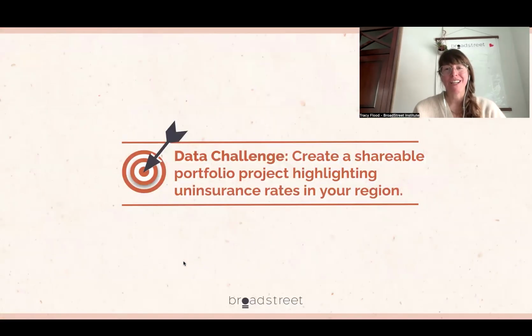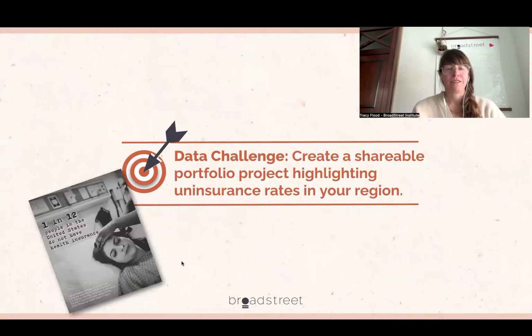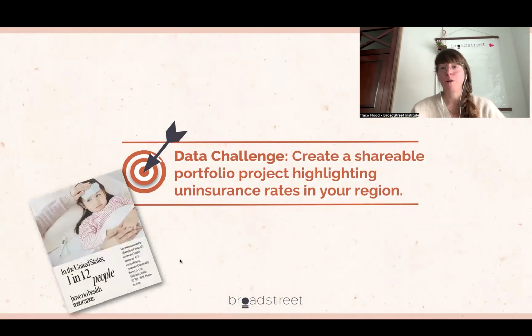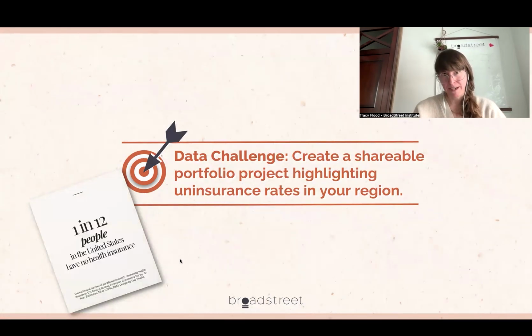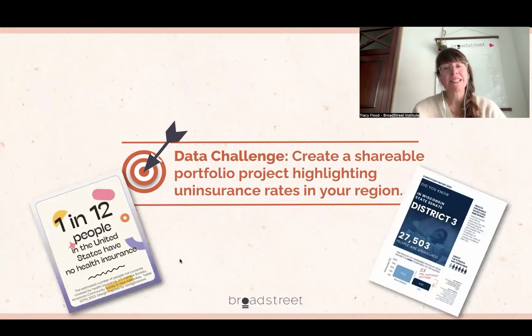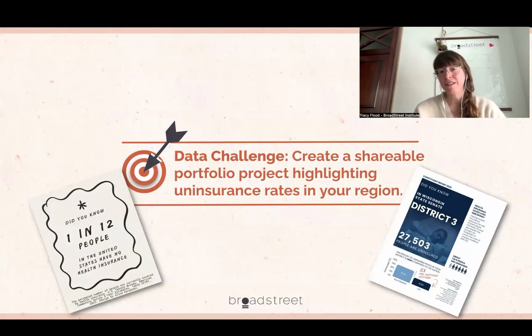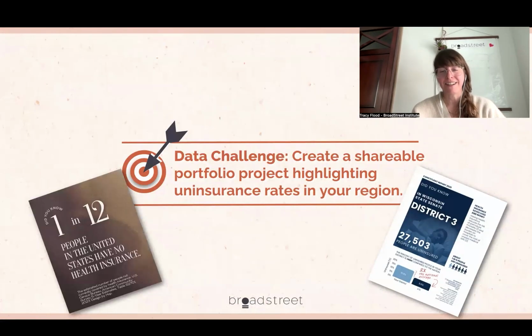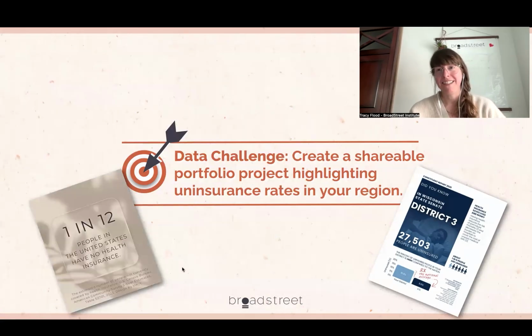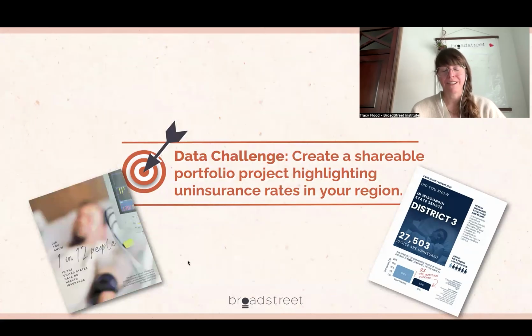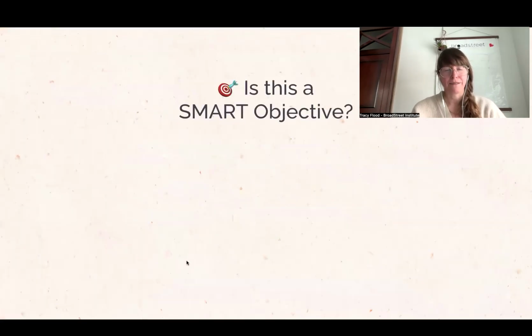The data challenge is to create a shareable portfolio project, real world applicability, highlighting uninsurance rates in your region. 2 different portfolio projects to choose from: word art in the form of an infogram that can be shared on Instagram, and then also a 1-pager for an elected official. We are actually choosing the elected official as a state level senator to showcase the detail of data that you can get using our one data source, which is data.census.gov.